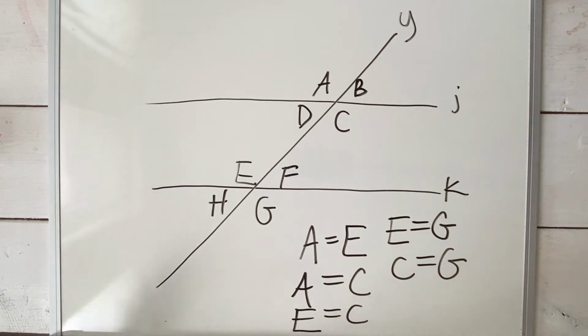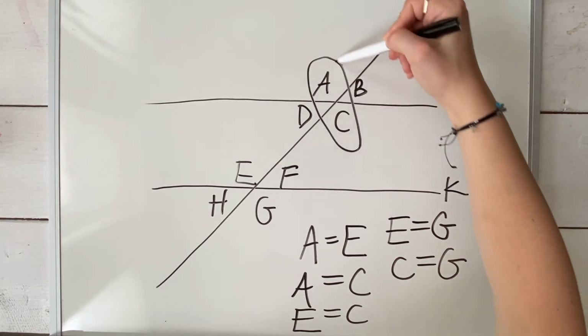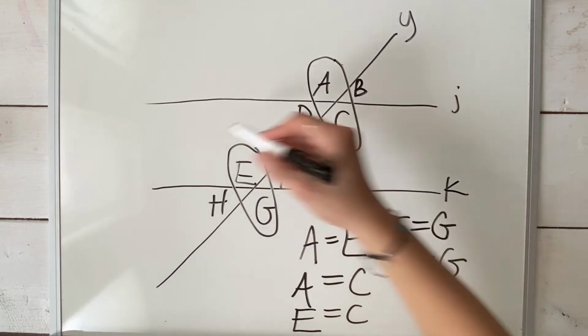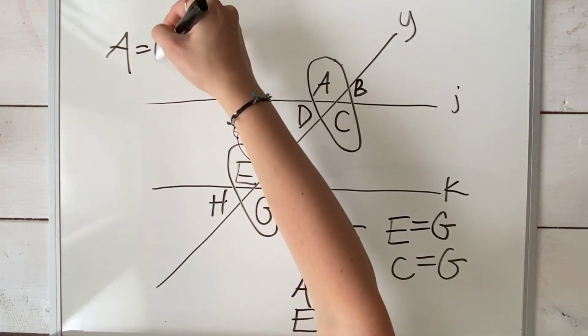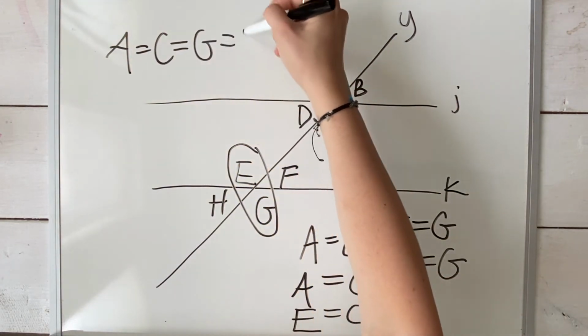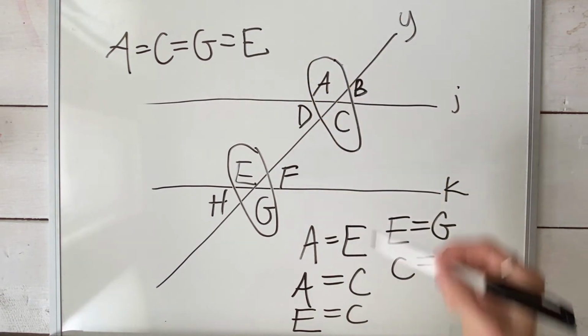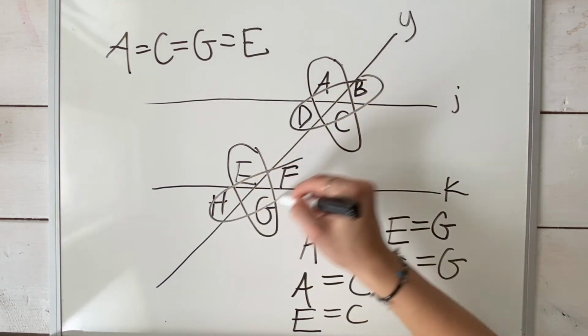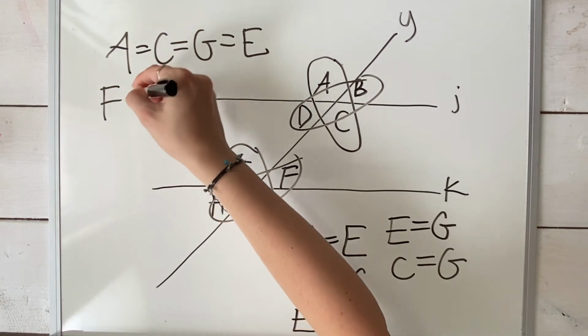So when you have this situation, you find out that there are only two types of angles here. A, C, E, and G are all congruent. And then B, D, F, and H are all congruent.